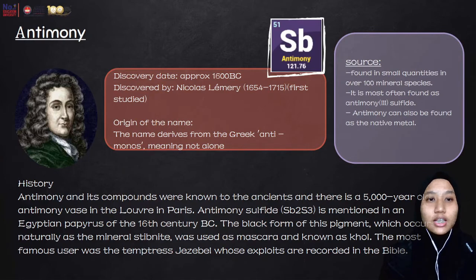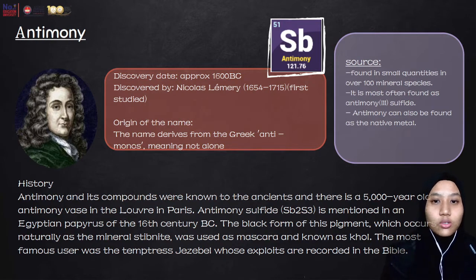The next element is antimony. Antimony was first studied by Nicolas Flamel from 1654 until 1715, and was discovered in approximately 1600 BC. The name is derived from the Greek anti-monos, meaning not alone. Antimony is found in small quantities in over 100 mineral species. It is most often found as antimony trisulfide, and antimony can also be found as the native metal.